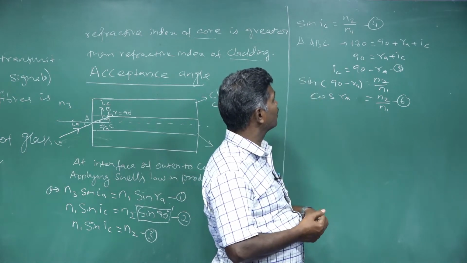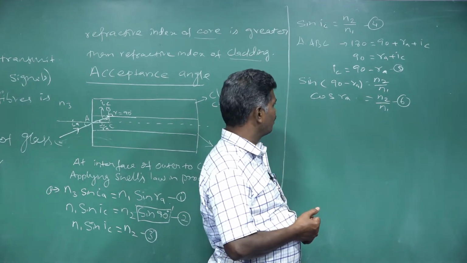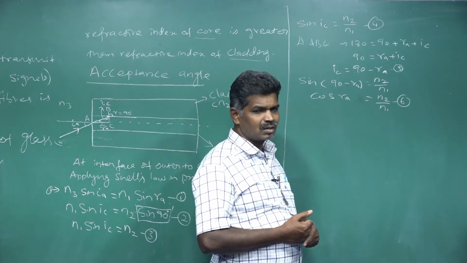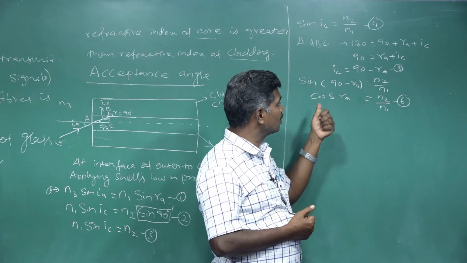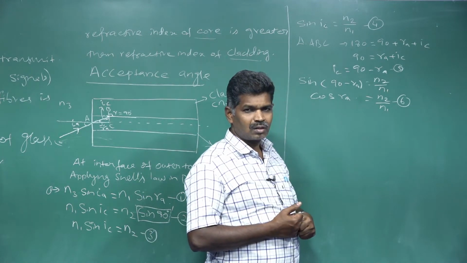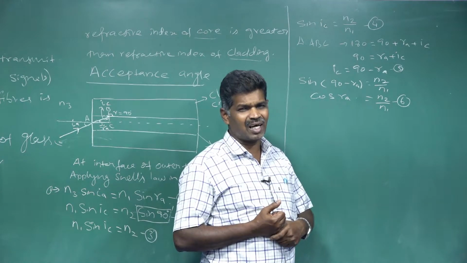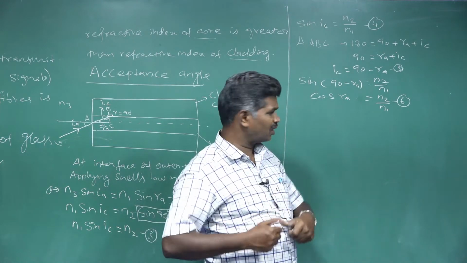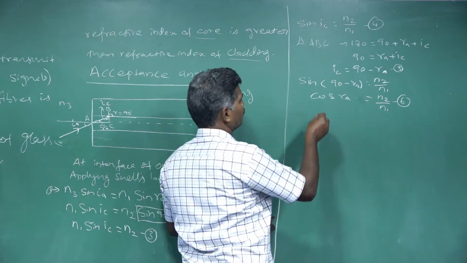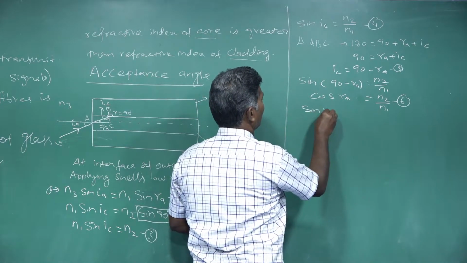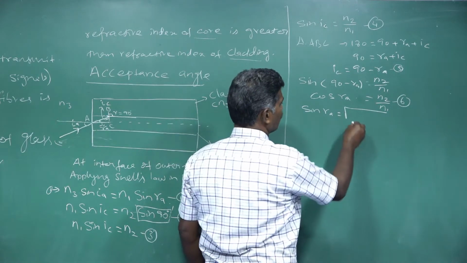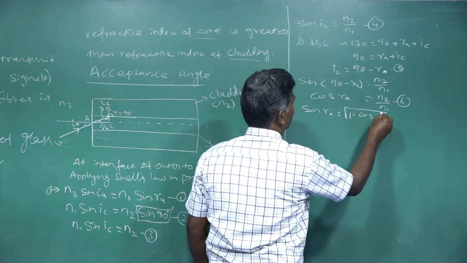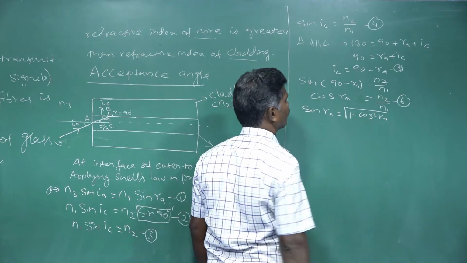From that sin IC, we got that cos RA. Now I need sin RA. Based on that mathematical form, sin RA is equal to the square root of 1 minus cos squared RA.